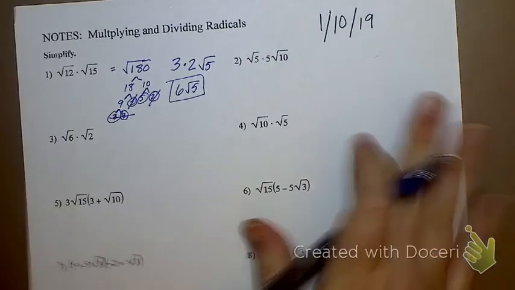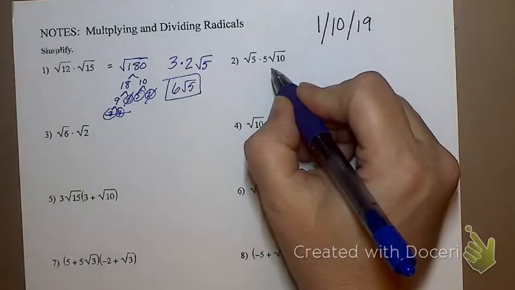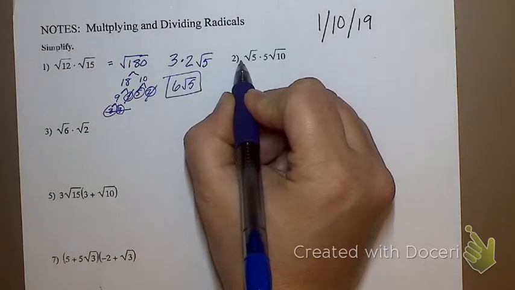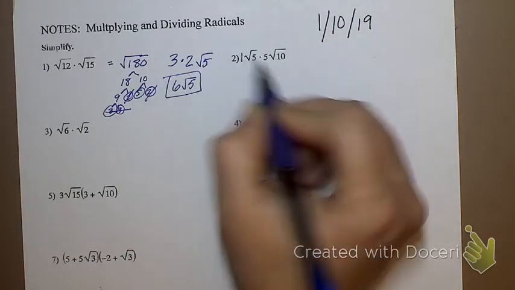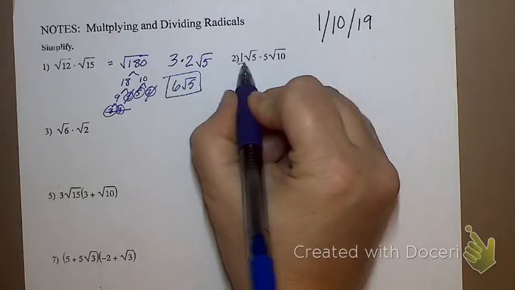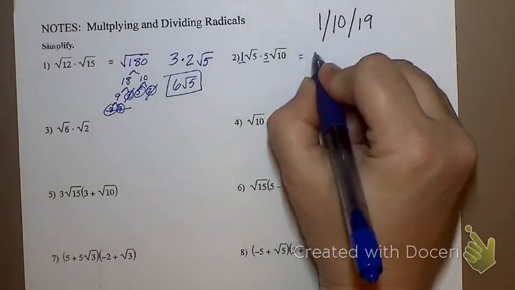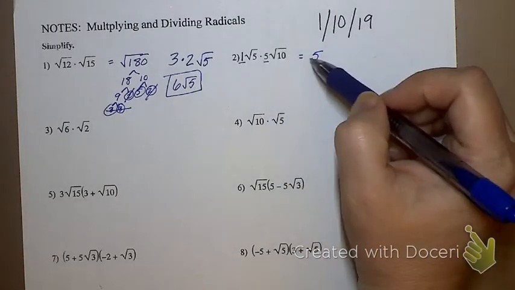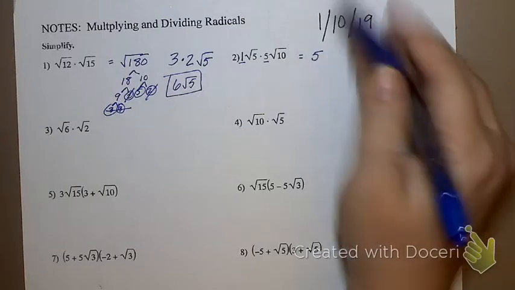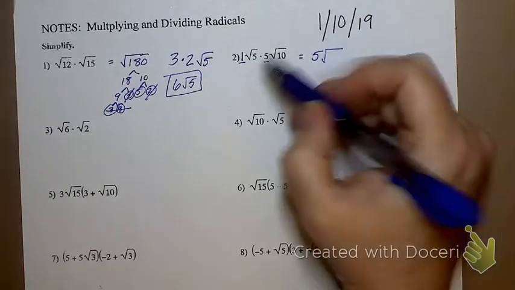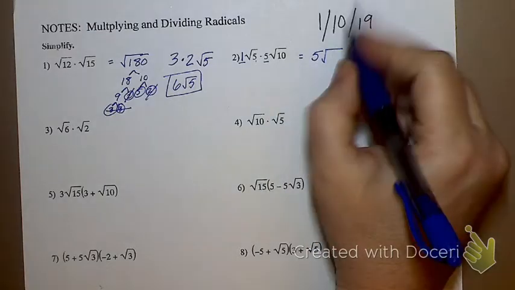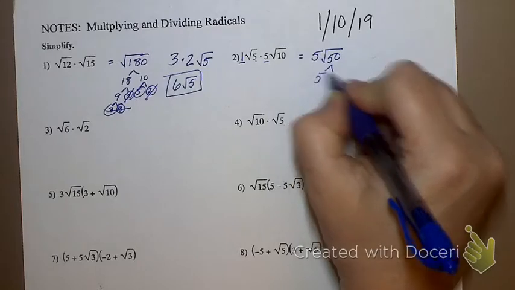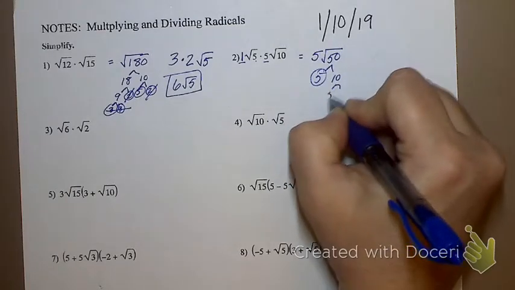Okay. So this one, I have one that has a number outside. So if there is no number outside here, it's basically like it's a 1. So I would multiply the 1 times a 5, which gives me 5, right? Outside times outside gives me something else that is outside. Inside, I have 5 times 10, which is 50.